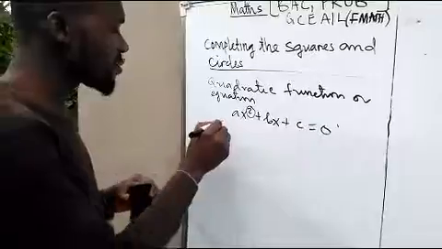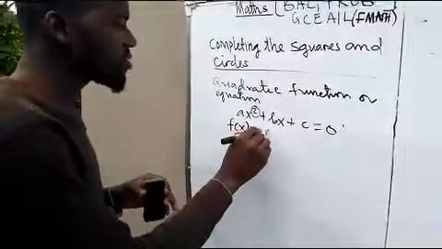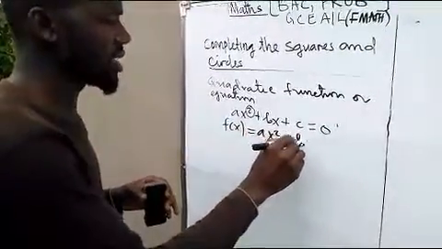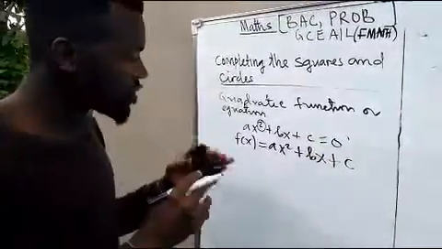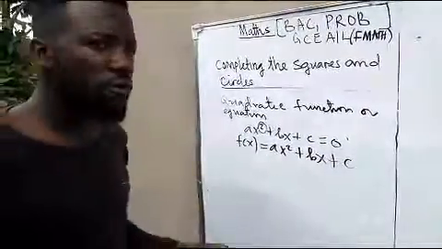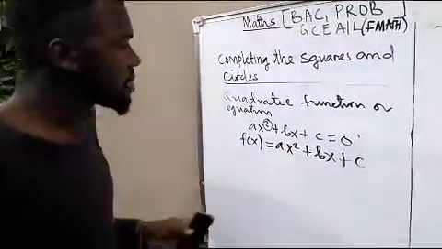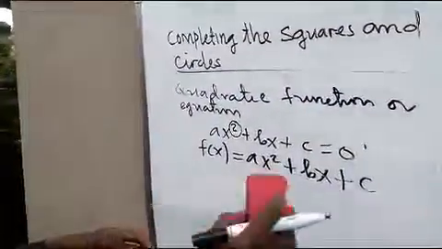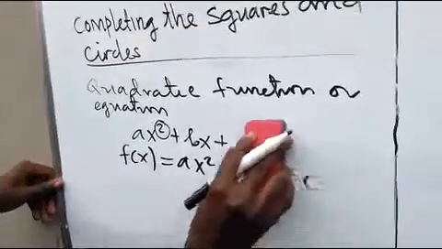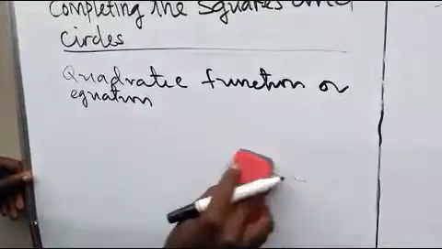And for a quadratic function, say f of x equals ax squared plus bx plus c, this is a quadratic function because the highest power of x is 2. Then we can now move on to our quadratic equations.